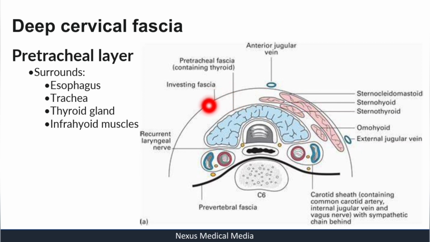This one is the investing fascia. I mentioned it sometime back, and this one is the carotid sheath. Again, the carotid sheath contains the common carotid artery, internal jugular vein, and vagus nerve, with the sympathetic chain behind it. So here is the sympathetic chain.